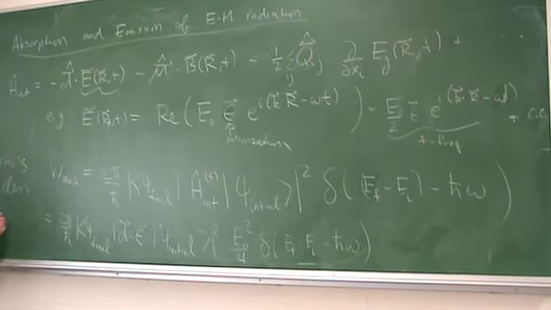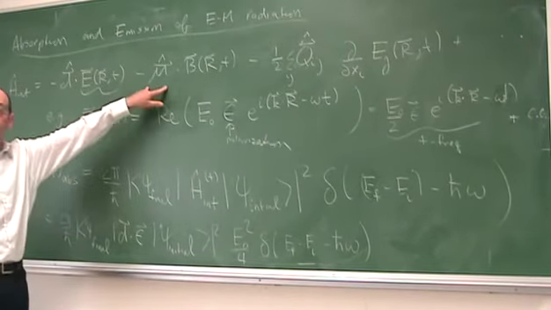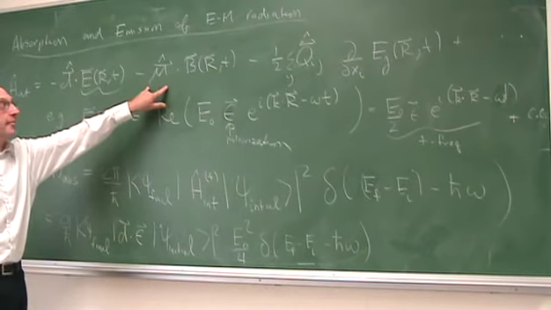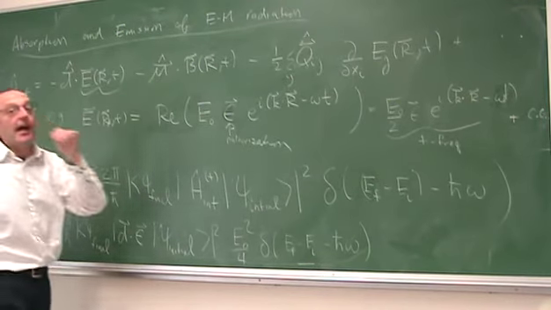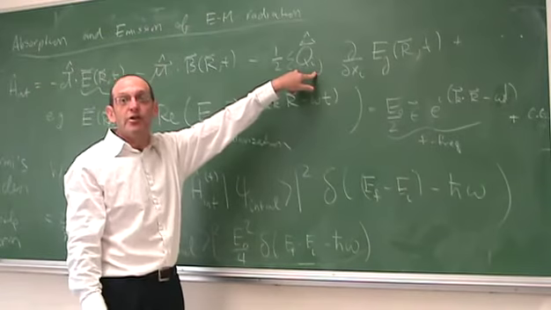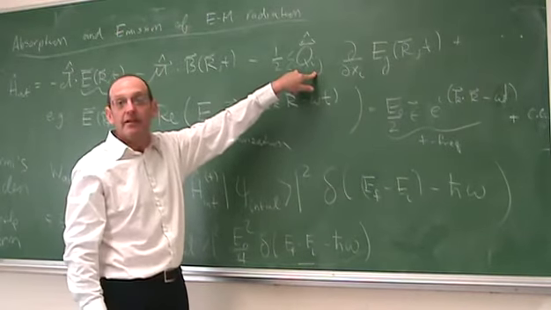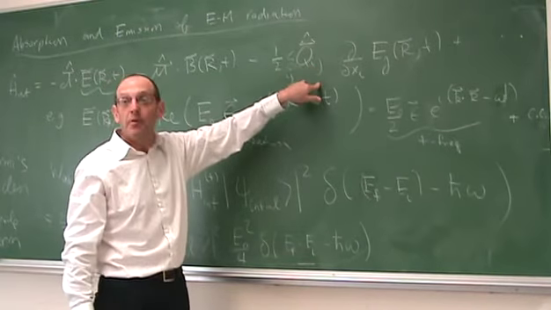This is B for the dipole term. There was another term here which would have to do with the matrix element of the magnetic dipole moment, and another term that has to do with the matrix element of components of the quadrupole tensor.